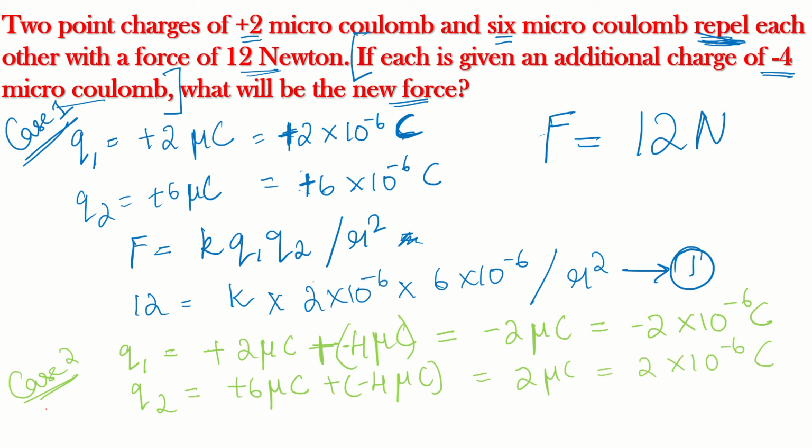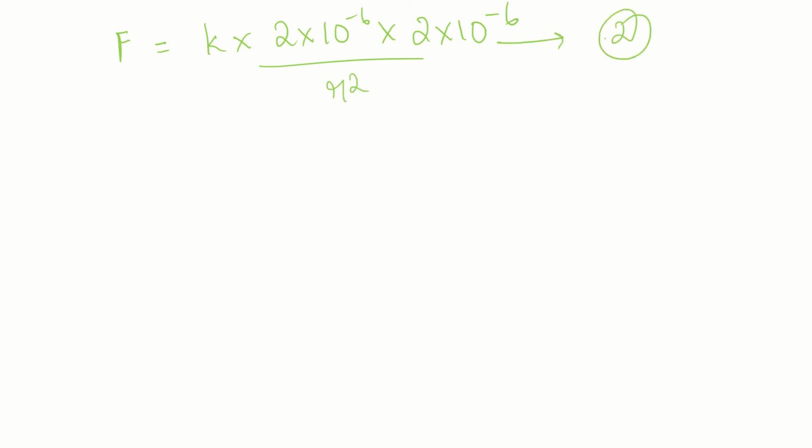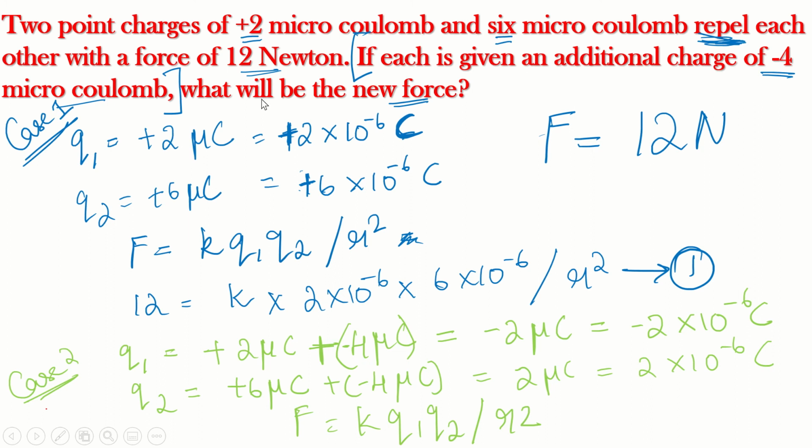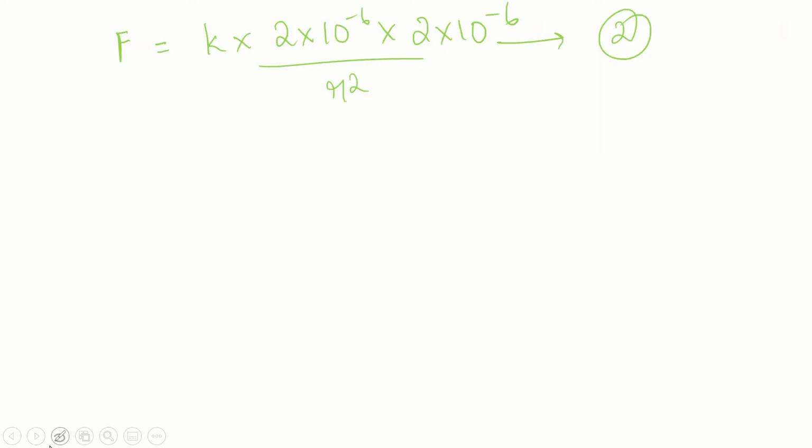Now in the same way as we did in case 1, we have to frame an equation. F equals K Q1 Q2 by R square. Now let's just substitute all the values. F is what we have to find, so we don't know what it is. K into 2 into 10 raised to minus 6 into 2 into 10 raised to minus 6 by R square. And this is our equation 2. So we got 2 equations. Now what we are going to do is divide 2 by 1. Dividing equation 2 by 1. This is equation 2. That is equation 1.